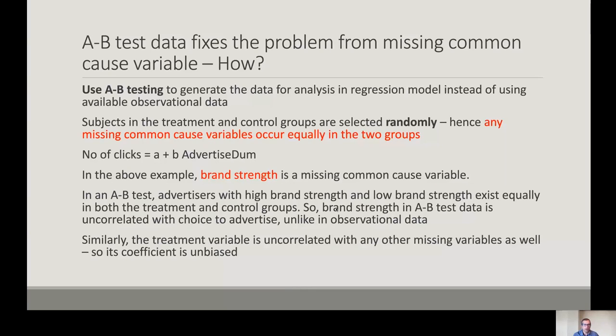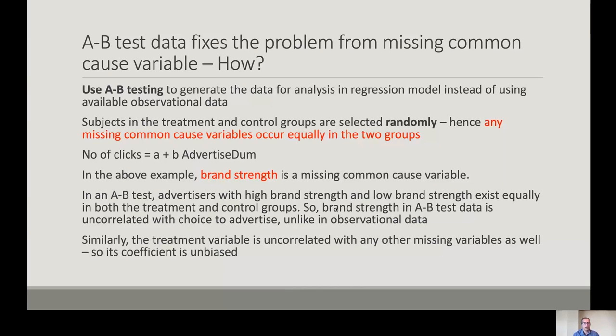So now you have these two groups of companies that are randomly selected. And because they are randomly selected, the brand strength variable that we said was higher for companies who chose to advertise, now that problem is gone. Because of random selection, the brand strength of the companies in the treatment group as well as in the control group is equal on average. And hence, the brand strength variable is now uncorrelated with the choice to advertise, which was the problem before in observational data. And now, when we have A-B test data, this problem goes away.